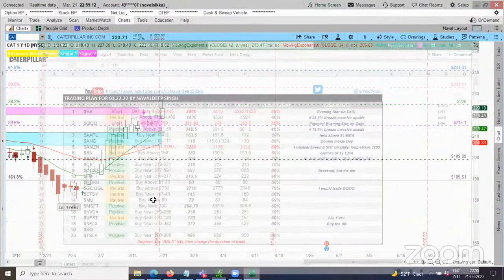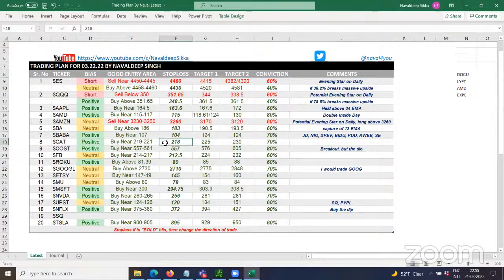So it's still in positive momentum. Stop loss is 220. Buy near 224, 225. Target is 230, 233. Again, I'm very positive, it's a 70%.